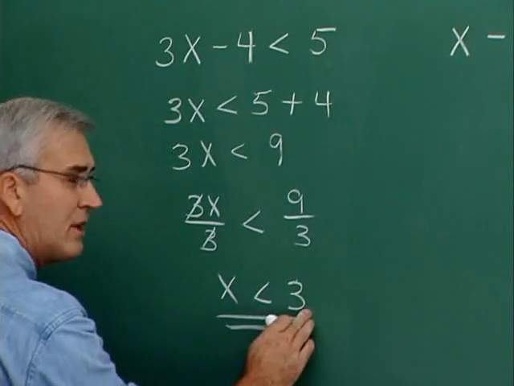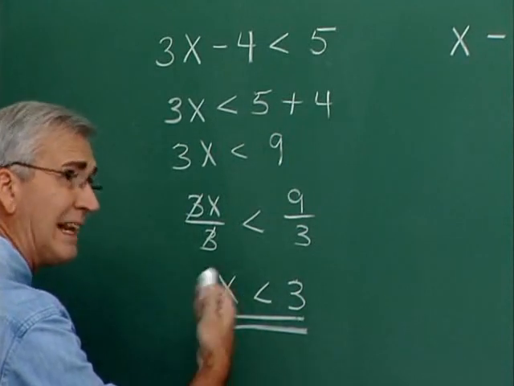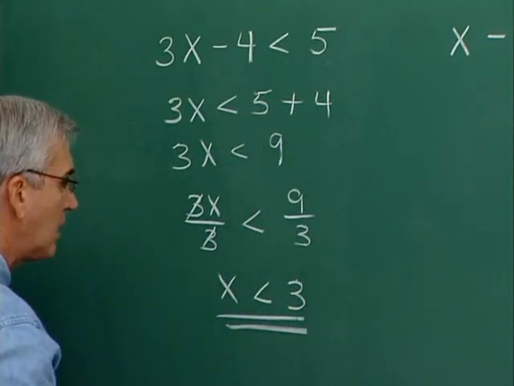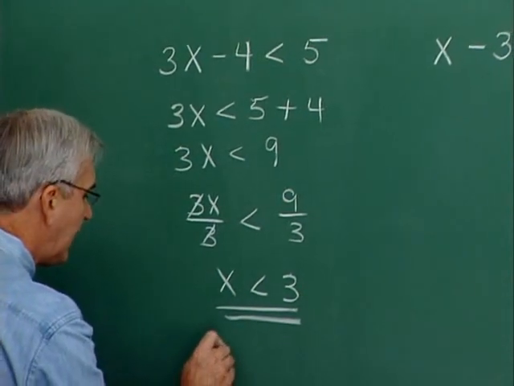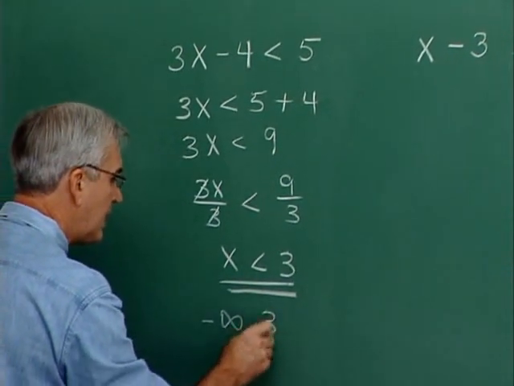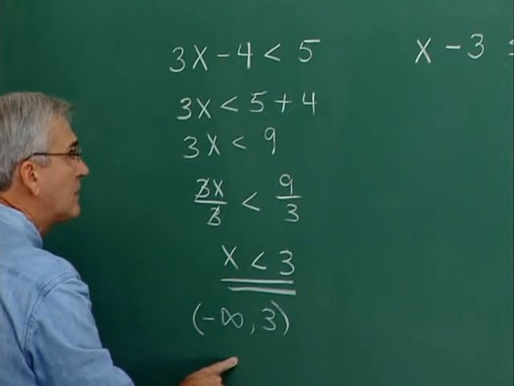But x less than 3, we can use interval notation now to indicate the interval in which our solution points occur. And we could do that just by saying these are the values from -infinity to 3, not including the 3, and we never include the infinity symbol in this notation.